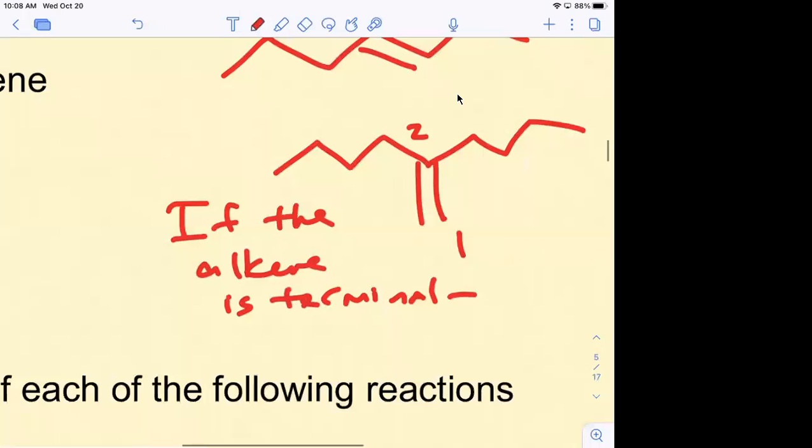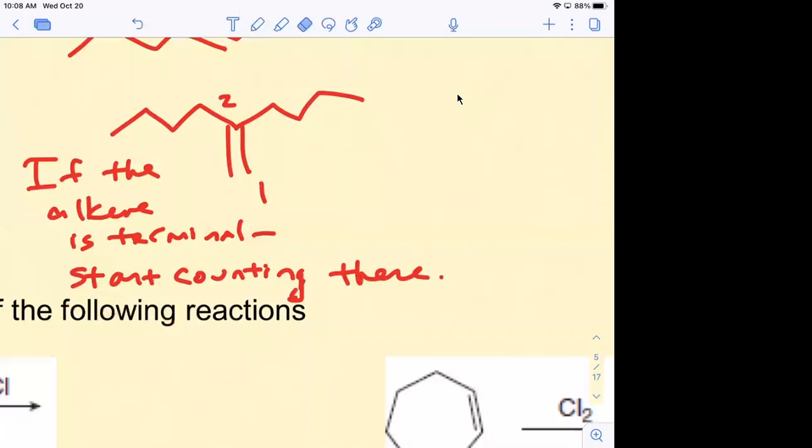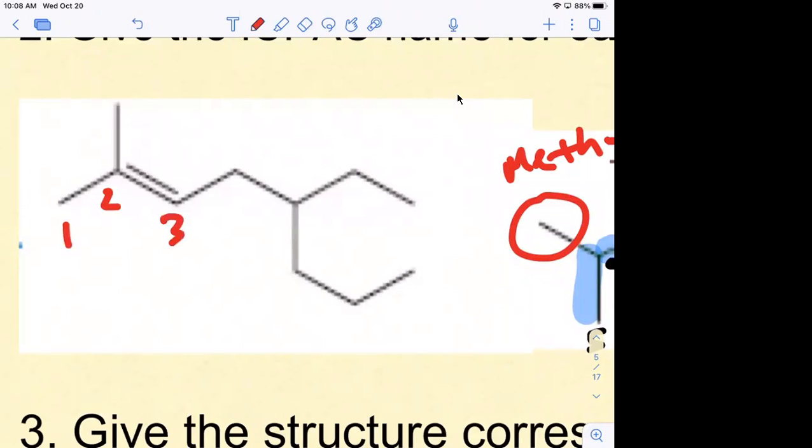What if it's not terminal? Then you count from the end that is closest to the alkene, like we did up here, right? Because that's not a terminal alkene, but we started counting right here. And now down here. If it's not terminal, then you find the end that is closest to it, and you start counting from there.